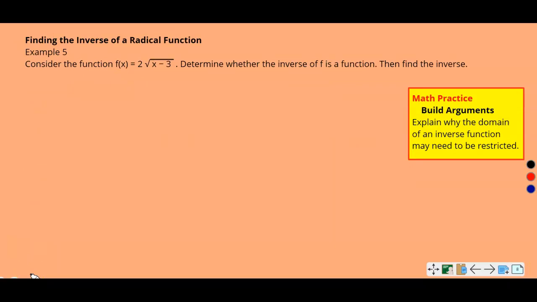Example 5, finding the inverse of a radical function. Consider the function f of x equals 2 times the square root of x minus 3. Determine whether the inverse of f is a function. Then find the inverse. All right. Determine whether the inverse of f is a function. So pretty much like what we were doing before, we can use the graphing calculator to graph this and look at it and see if it passes the horizontal line test to see if it is one-to-one.